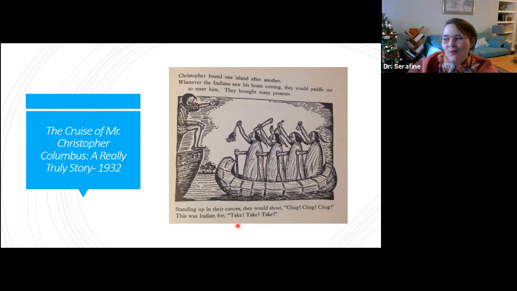The book does get something right. Canoe is a Taino word. A lot of primary sources from Europeans focus on Native Americans that they encountered in what they called the New World, and they focused on their generosity. Now, we should understand that there's some truth to that.